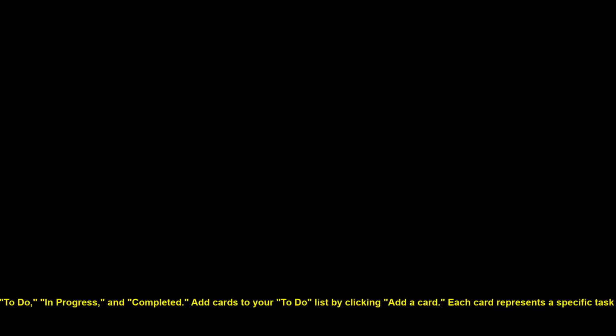Add cards to your to-do list by clicking Add a Card. Include a descriptive title for your card to make it easy to identify. You can also add additional details by clicking on the card to open it. Use the description section to elaborate on the task requirements.